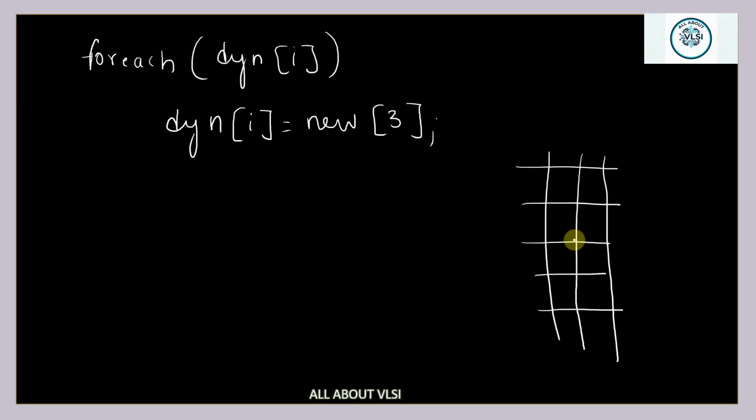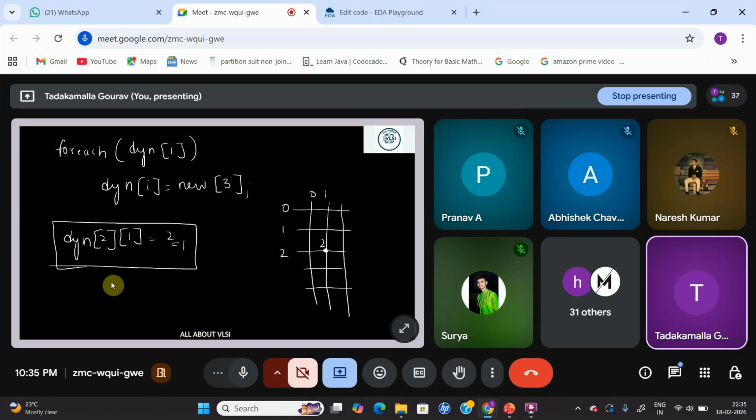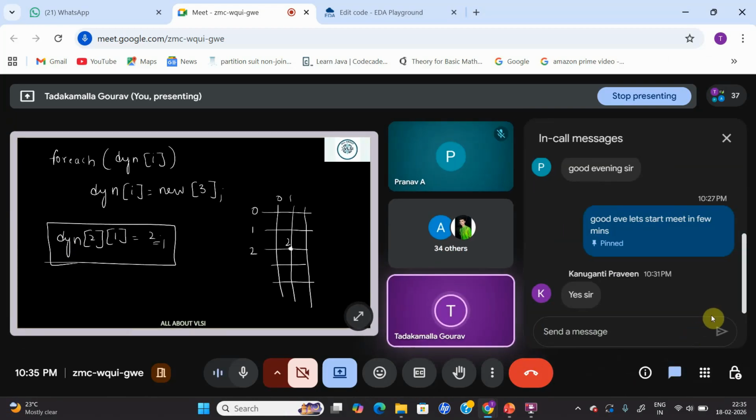And let's say if you want to store data over here, how are you going to write dyn? So this is the first, second, third row. Dyn of 2, and this is the first column, second column, which is equal to 2. So the element 2 will be stored at this particular location. So this is how you're going to create a two-dimensional dynamic array. Is it clear for everyone? So first you need to create the memory for your rows, and next for each row you need to create the columns. Is it clear?